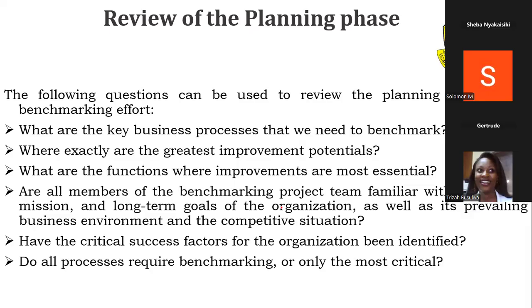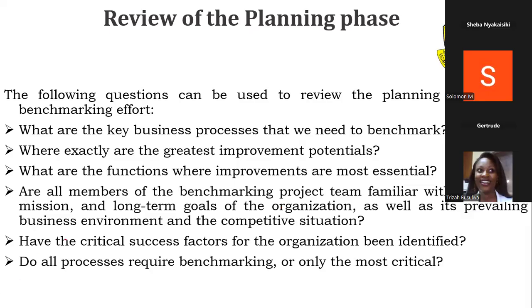What are the functions where improvements are most essential? So when we look at the functions, we are essentially saying, what is the function of this process? And what are the activities that are carried out? Where we expect to see disruption, where we expect to see improvement, where we expect to see re-engineering. Which ones are the most essential? Again, this is also not just identification, but also helping us with scope.